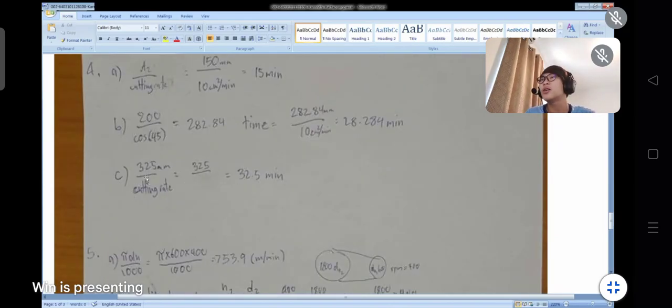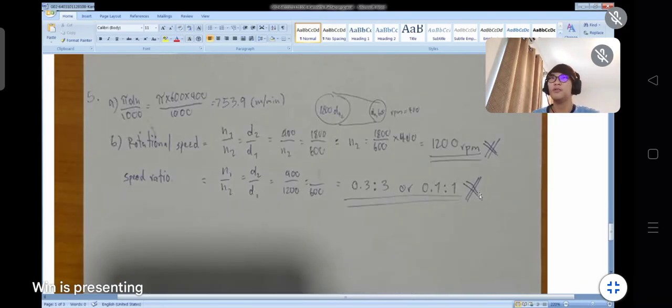For C is same as A. We have the cutting diameter. It is 325 millimeters, and the cutting rate is 10, which I forgot to put here, sorry. Divide that, we get 32.5 minutes.